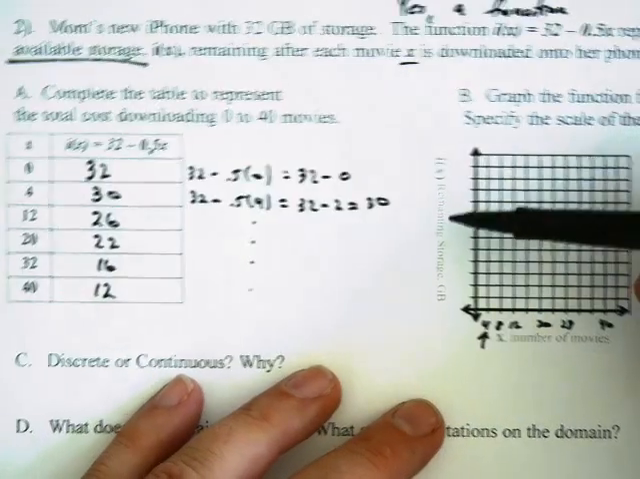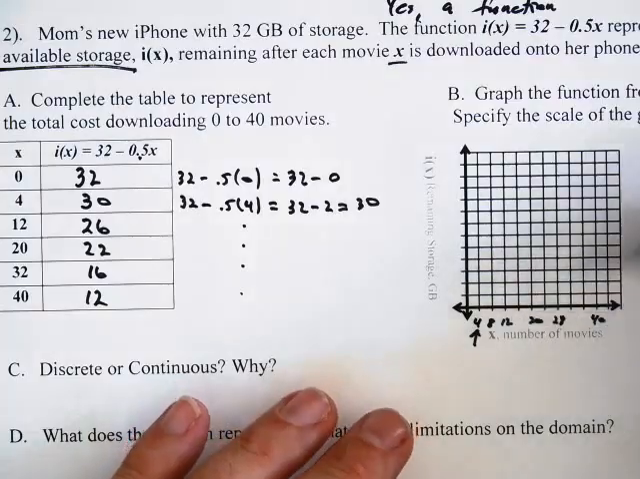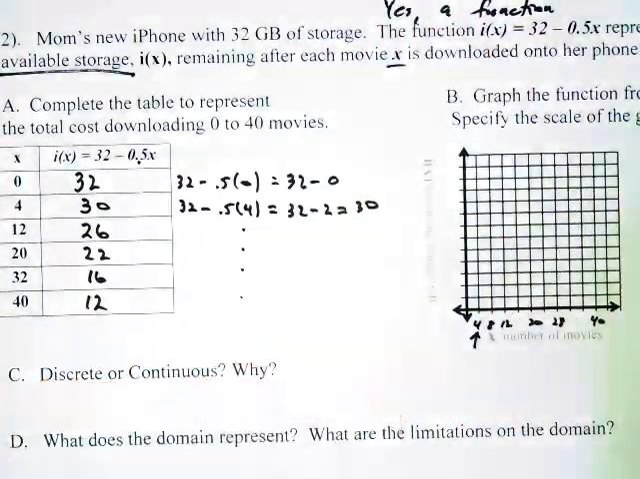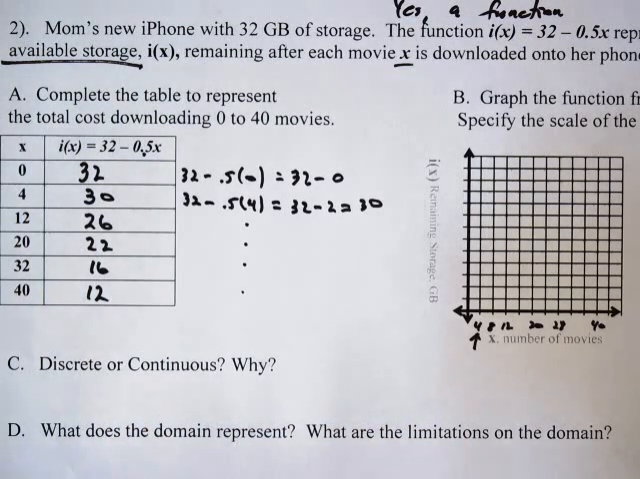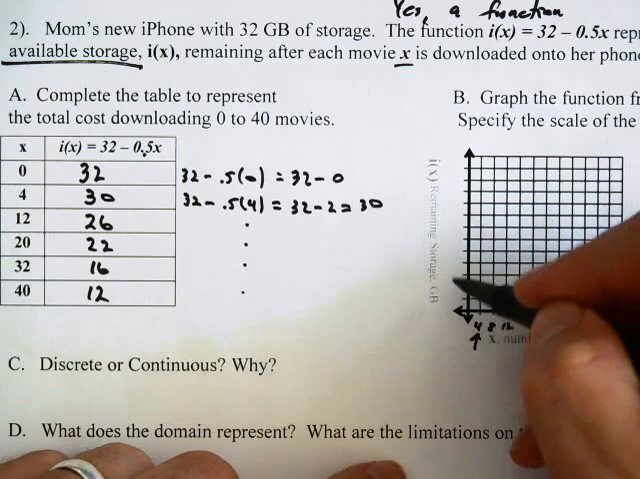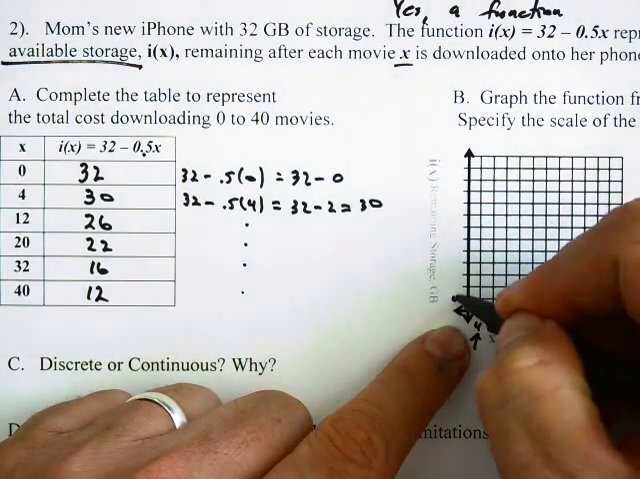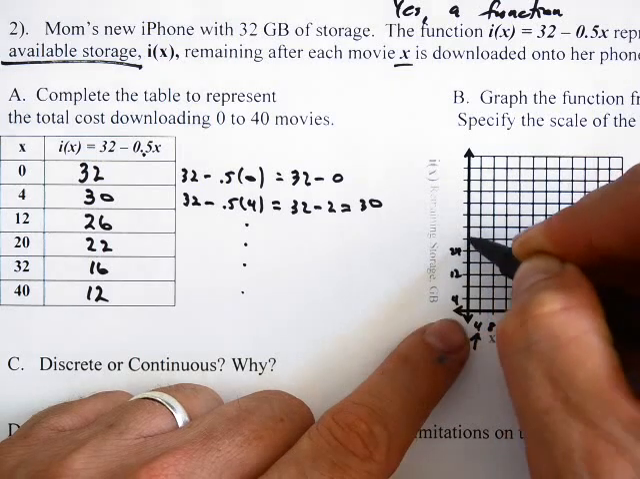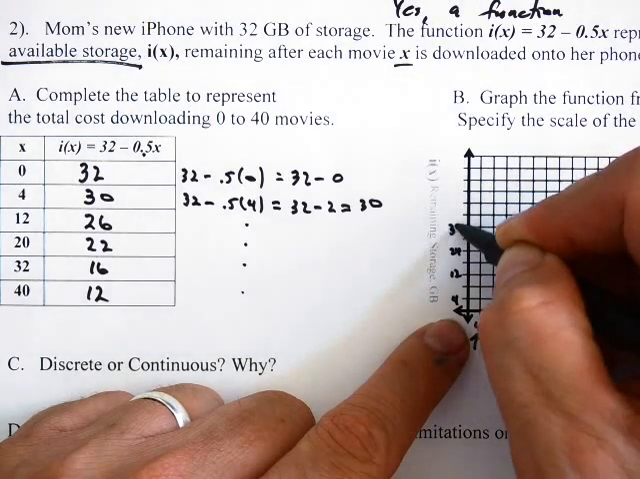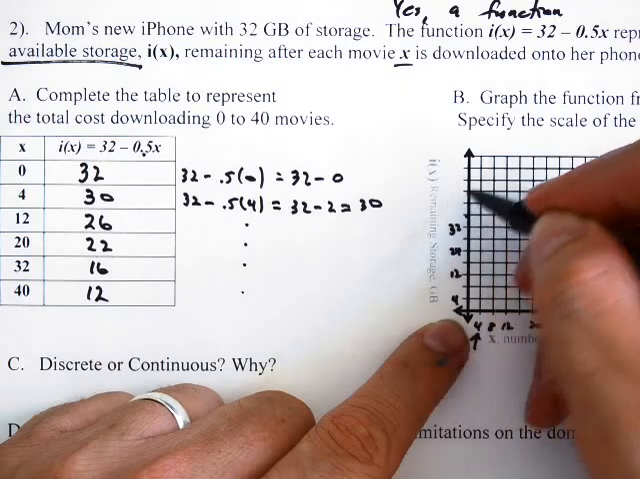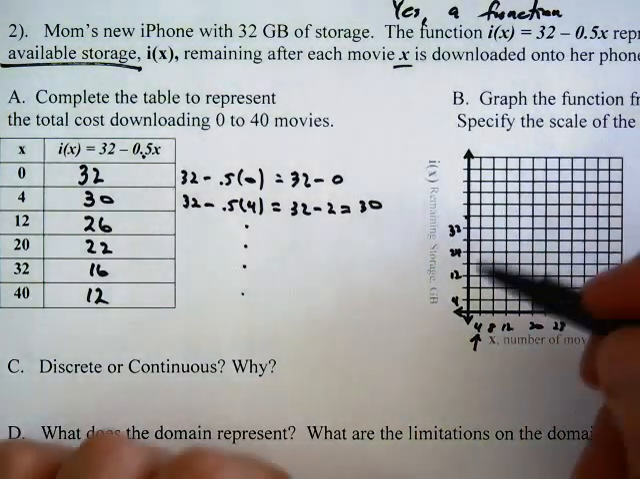It says right here, it's kind of light. You can't quite see it on here. If I go like that, you can see it. Remaining storage. It starts up at 32 and then goes down. So if I went by 4s again, 4, 8, 12, 16, 24, 28, 32, 36, 40. Oh, 32 is as high as I need to go.